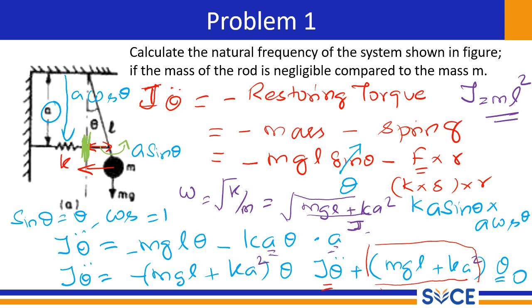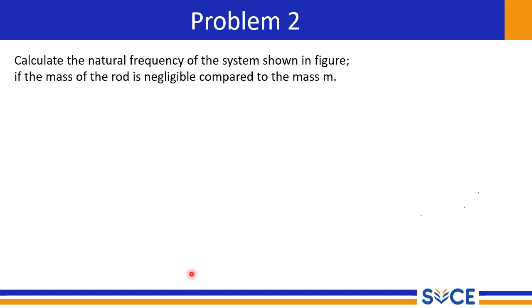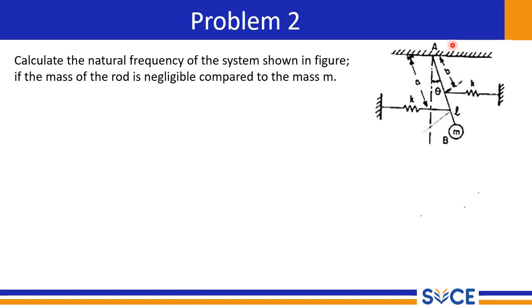Let me continue in the next slide. What will happen to the same system having two springs? So this second problem is an extension of the previous problem. We can see that here the mass is connected with two springs, one on the left hand side, another on the right hand side. The left hand spring has a distance a to the pivot point, and the right hand spring has a distance b to the pivot point.